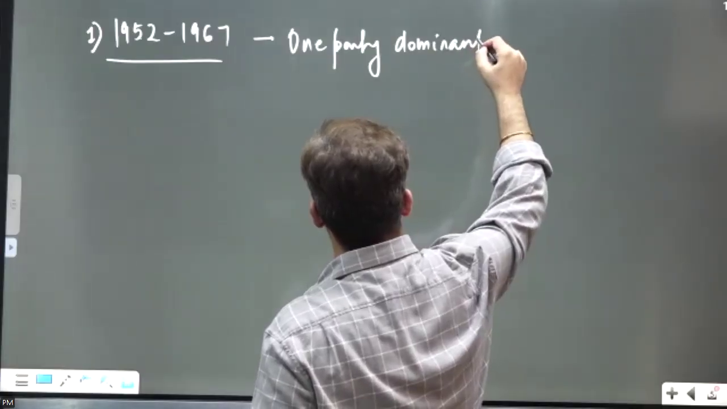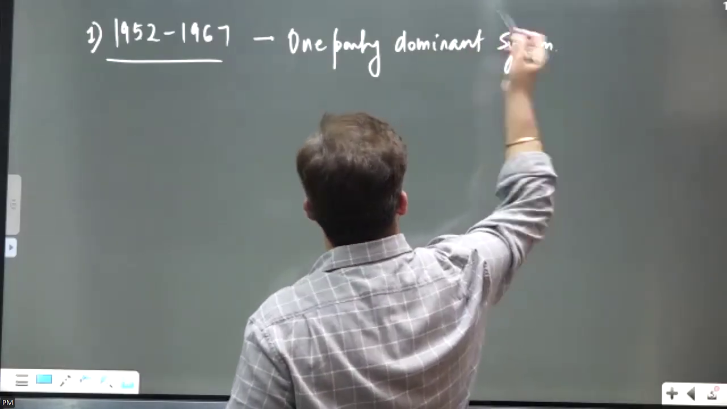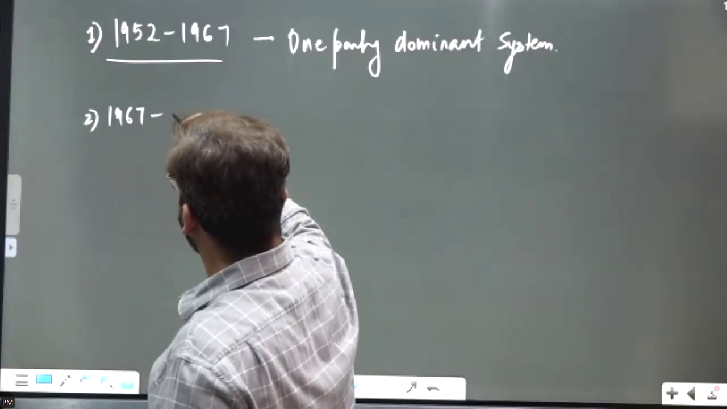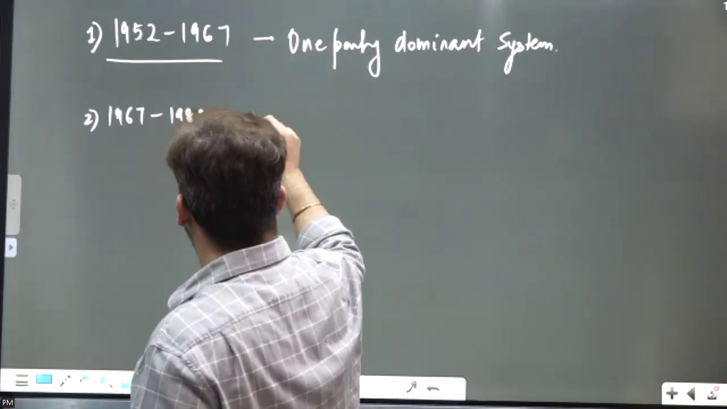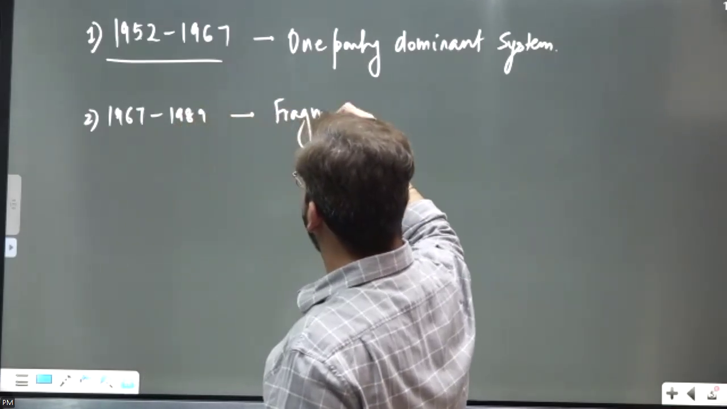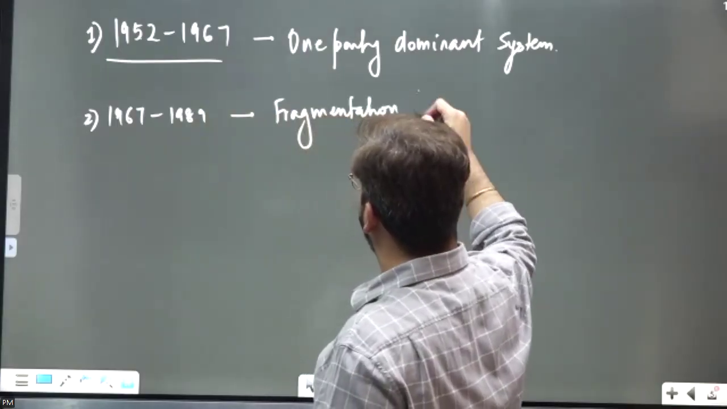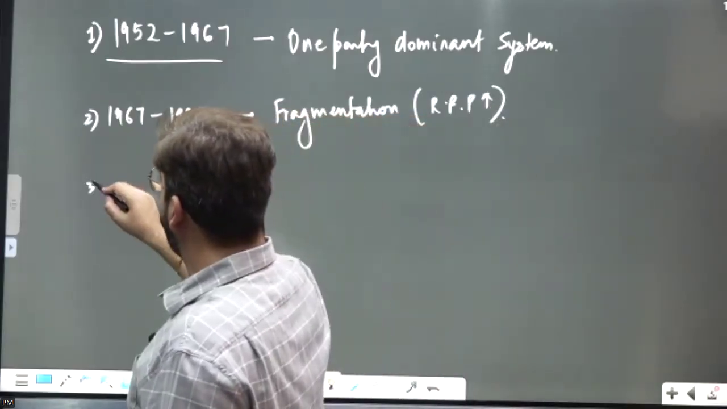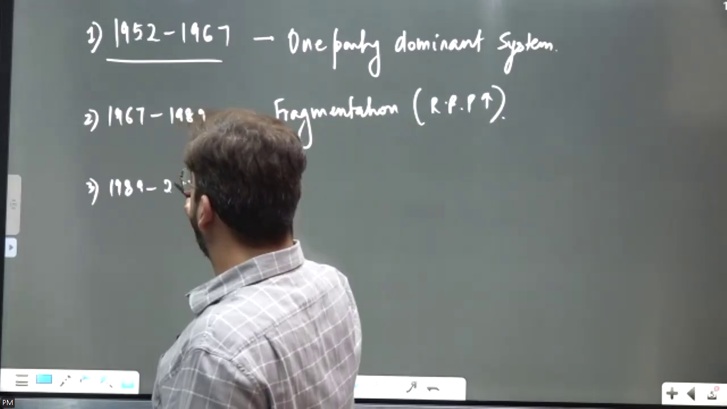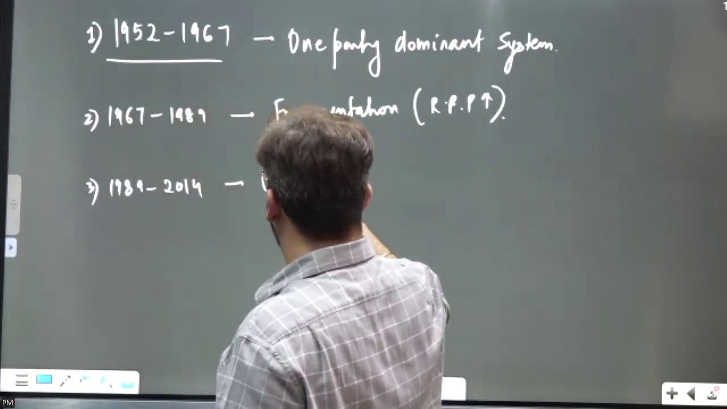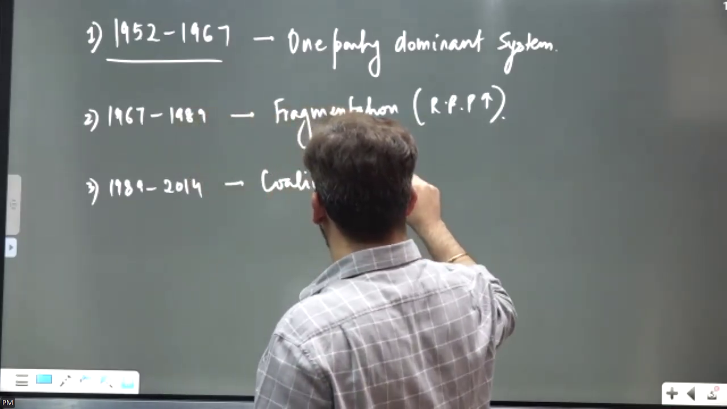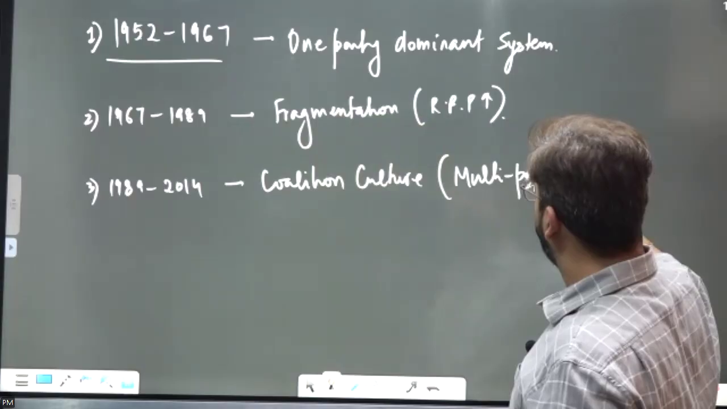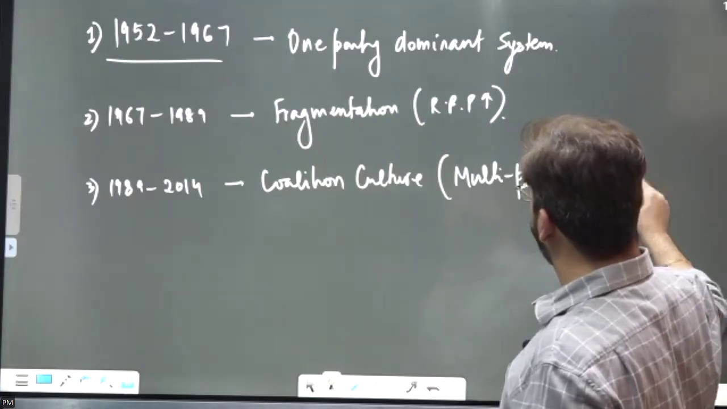We have a one-party dominant system. Then, if you remember, this was the phase of fragmentation, whereby the regional political parties are coming. And then we see the coalition culture, in which I can say the multi-party system came. By this time, the multi-party system in India came.